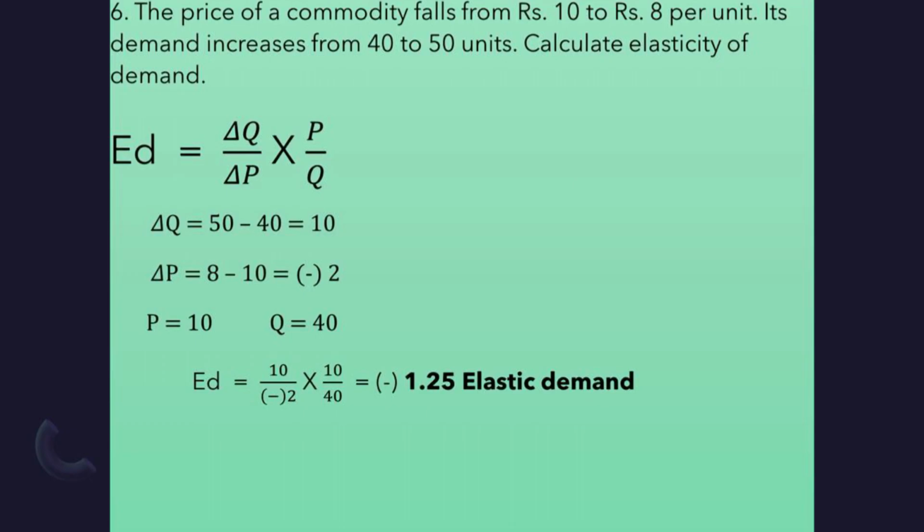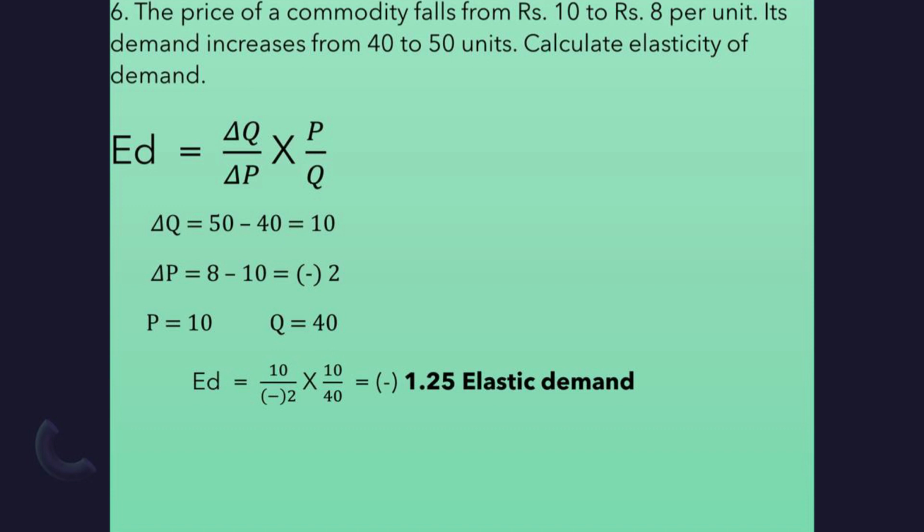Moving ahead, price of a commodity falls from 10 to 8, demand increases from 40 to 50. In the previous questions, a percentage was given in one or the other, but over here we have to calculate percentage change in price and percentage change in quantity, and through that we are going to calculate the elasticity of demand. Now let us see. Delta Q is 50 minus 40, that is the change in quantity, as demand increases from 40 to 50, so 50 minus 40 gives you 10 units.